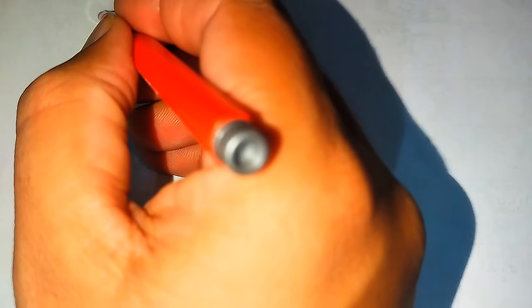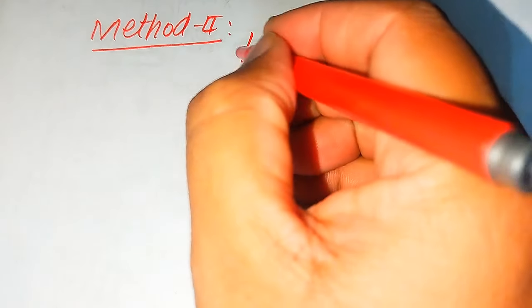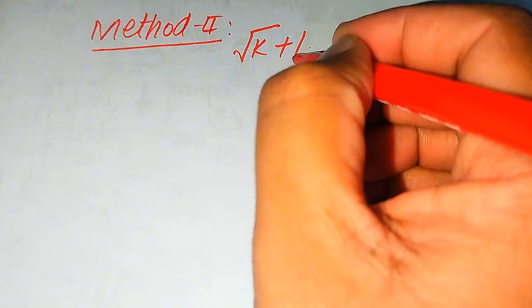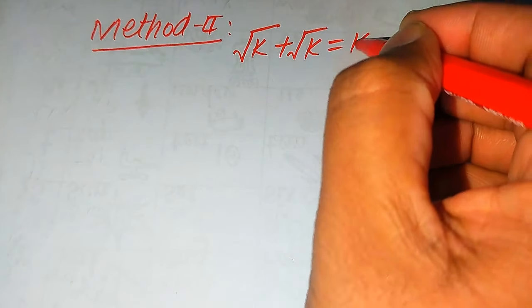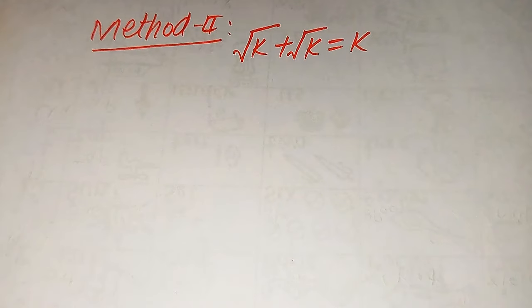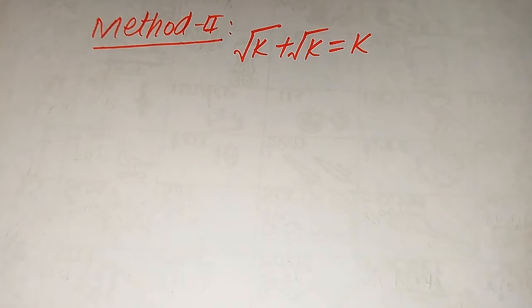And now we again solve this problem by the second method. And in the second method, we need to copy down the given question statement here. So the given question statement is square root of k plus square root of k equals k. This is our given question statement, and here I can give you another smart method in which you can easily get the values of k.